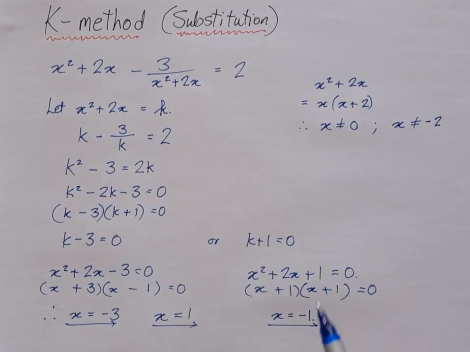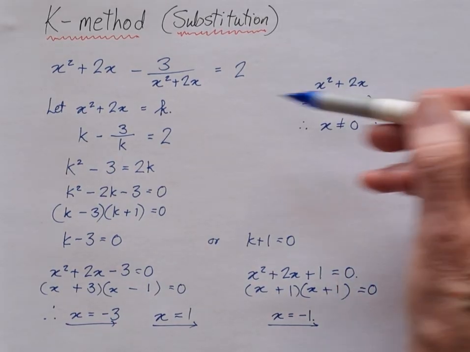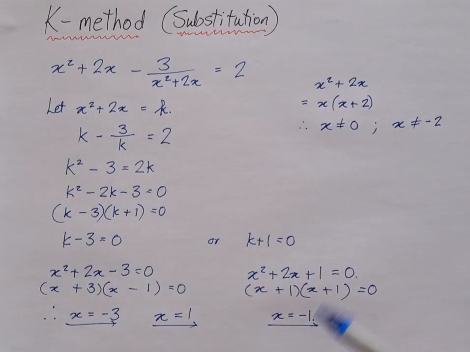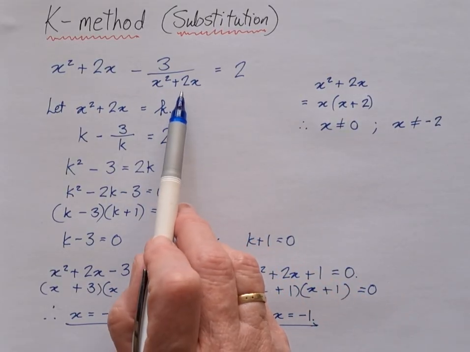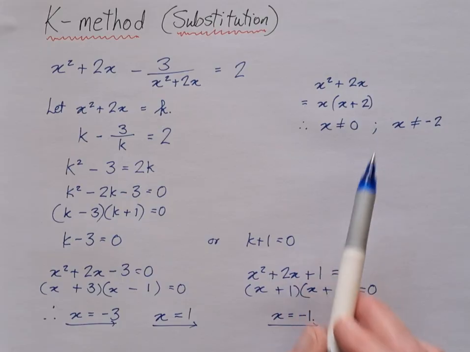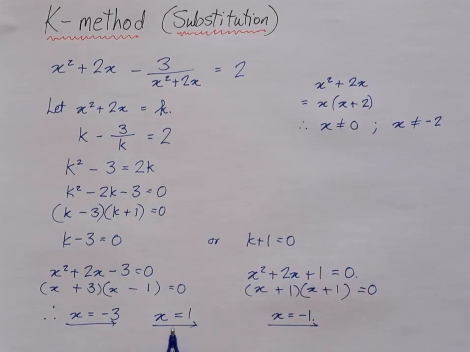So even if you've forgotten to do your restrictions and you go all the way down and get your answer, check. If you had a denominator in the beginning, you need to do restrictions. So let's just check. Are my answers okay? Yes, neither of them are clashing with those. So those are definitely my answers. And that is how to do the K method with substitution.